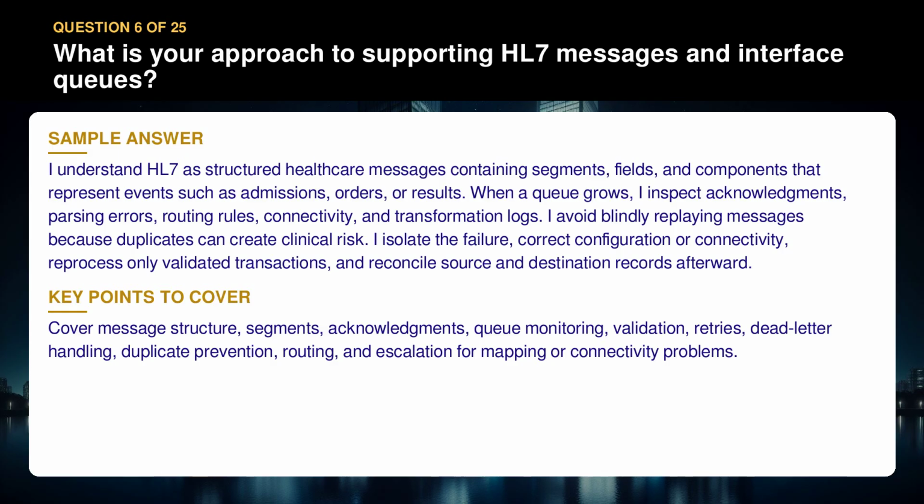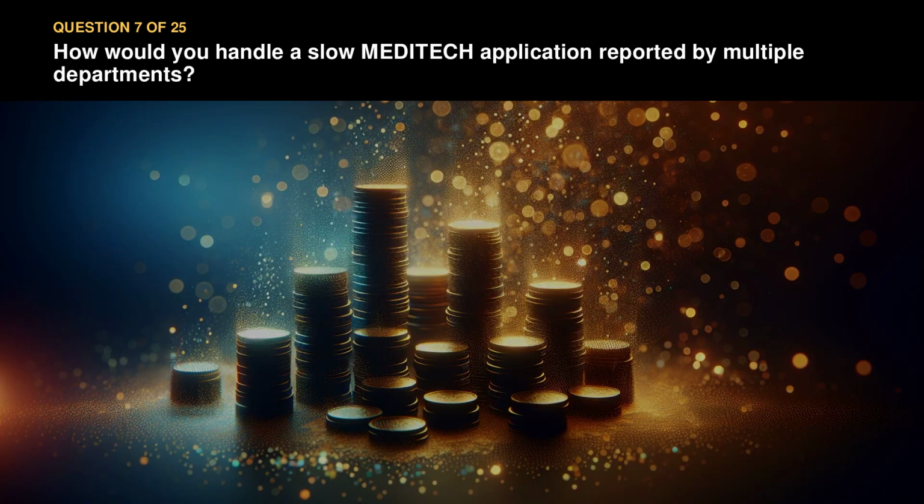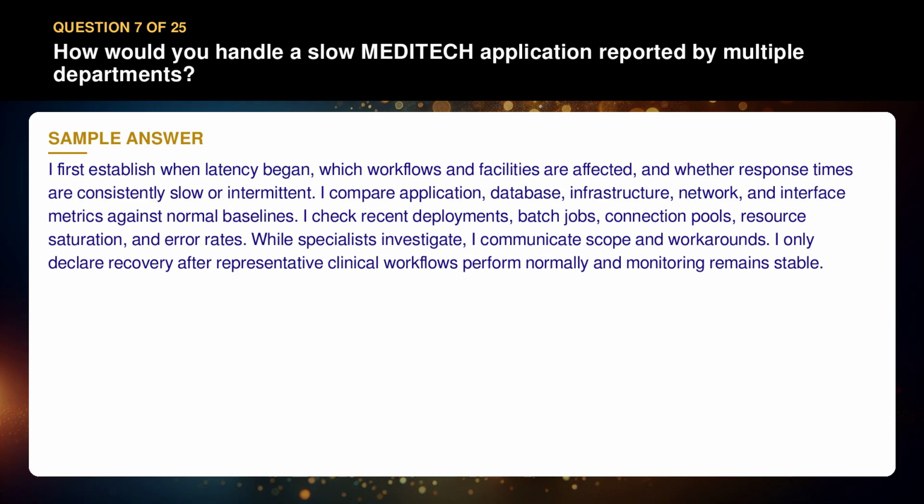Cover message structure, segments, acknowledgements, queue monitoring, validation, retries, dead letter handling, duplicate prevention, routing, and escalation for mapping or connectivity problems. Question 7. How would you handle a slow MEDITECH application reported by multiple departments? I first establish when latency began, which workflows and facilities are affected, and whether response times are consistently slow or intermittent.